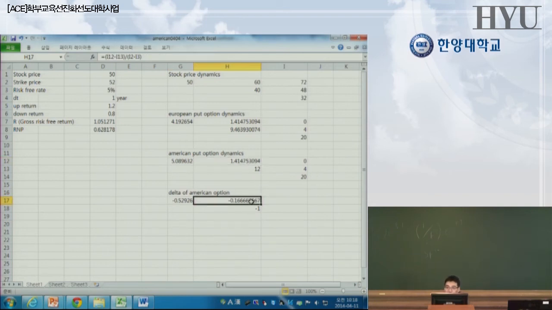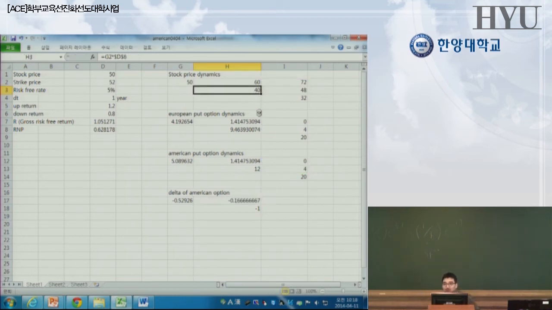And similarly, we can calculate the delta at this point. At this node, the stock price can become either this one or this one in future. So the denominator is this one minus this one. And for the numerator, when the price is this one, my option price is this one, and when the stock price is this one, my option price is this one. So this one minus this one is the numerator. So delta looks like this.